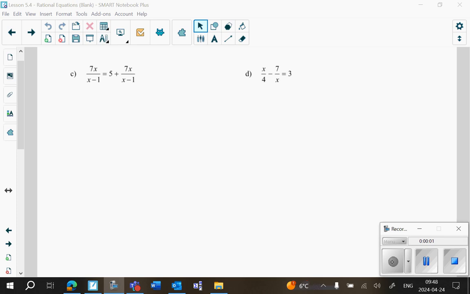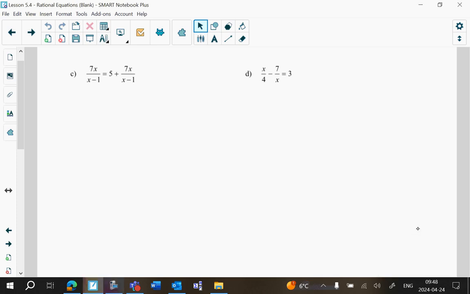So I'd like to finish off a few examples on solving rational equations. We've already done some of them. And when we cleared out the fractions after stating the restrictions, we were left with pretty simple equations to solve. Okay?